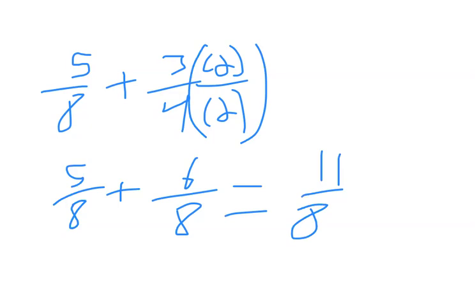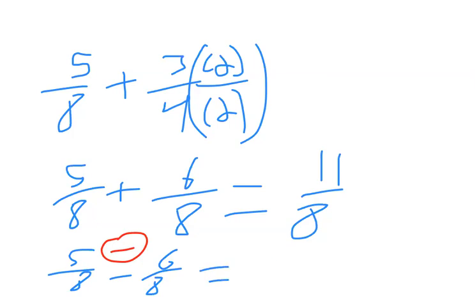If it's subtracting, you could just do 5/8 minus 6/8. If this was a minus, then it will be 5 minus 6 is -1 over 8. And that's how you do adding and subtracting fractions. So the key idea is the common denominators.